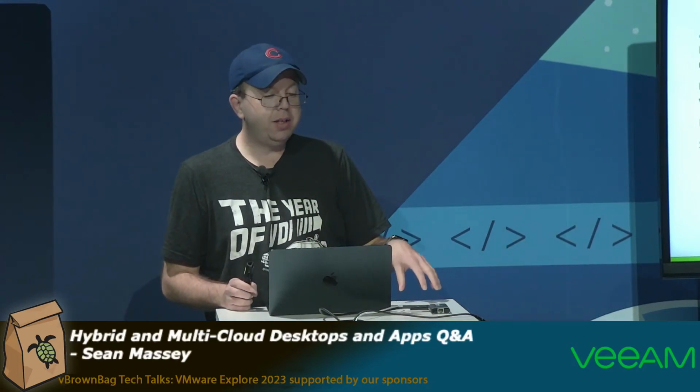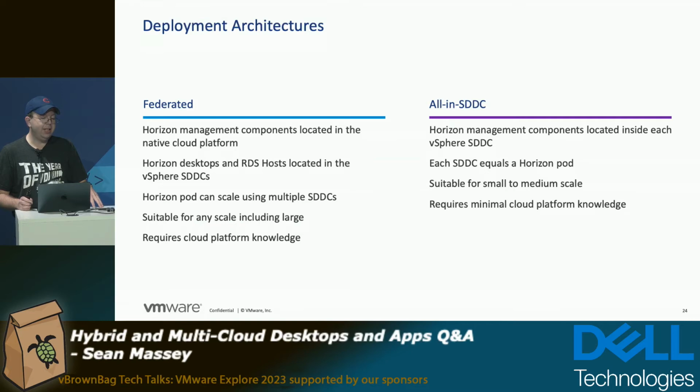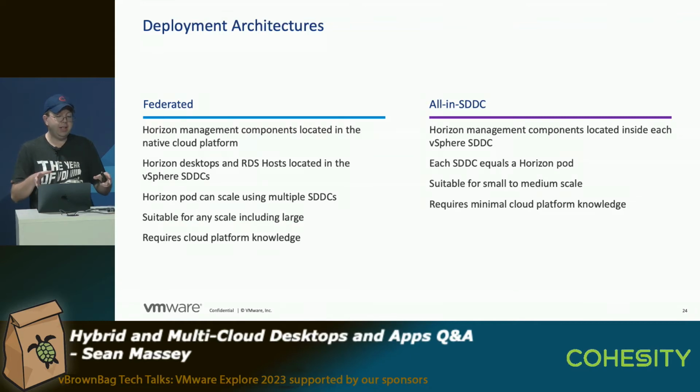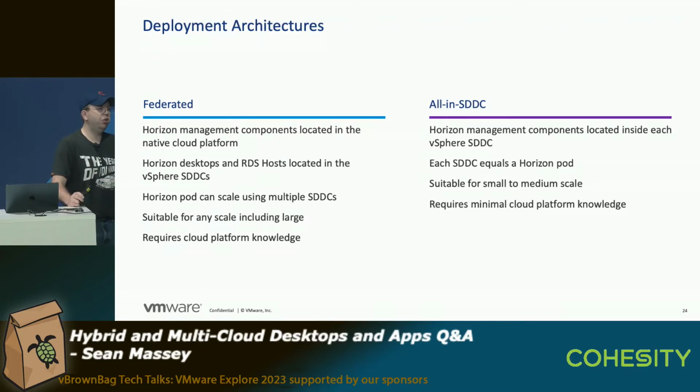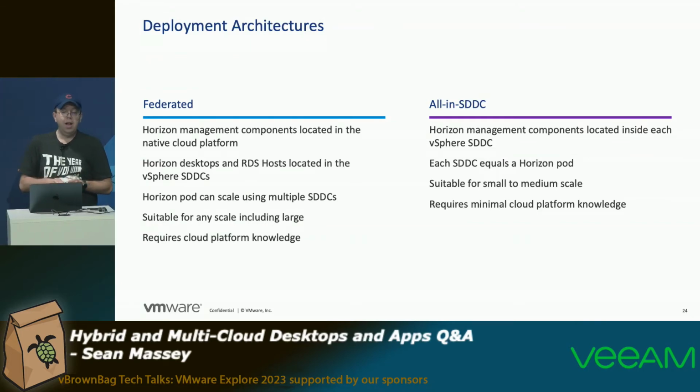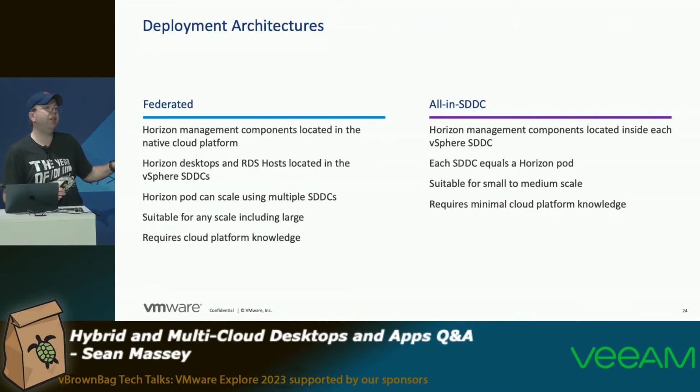Now this compares to the all-in SDDC model that I mentioned. The all-in SDDC model puts everything in the SDDC. Our pod boundary becomes the boundary of the SDDC. And this is small to medium scale, typically no more than 1,500 desktops, although that will depend on your workload and the particular cloud. And you don't need as much cloud platform knowledge because you're not consuming native cloud resources to set this up.